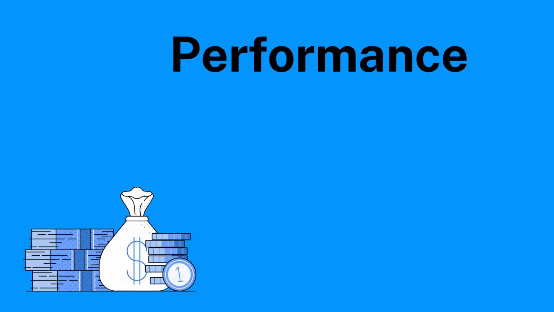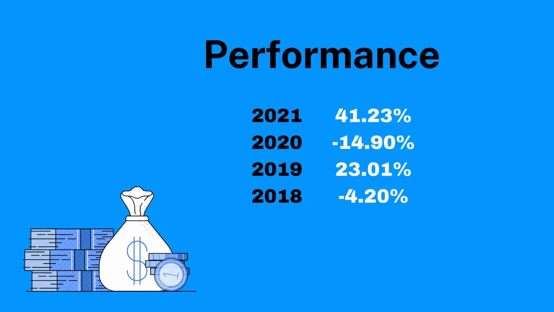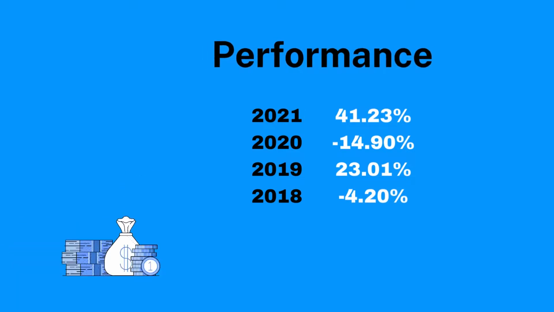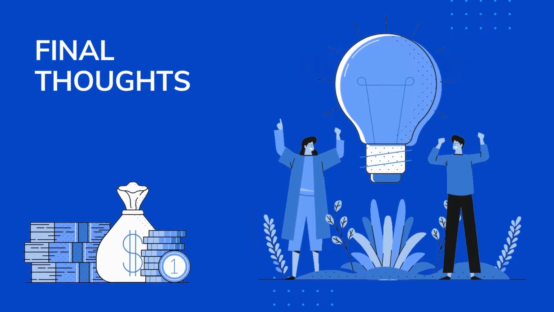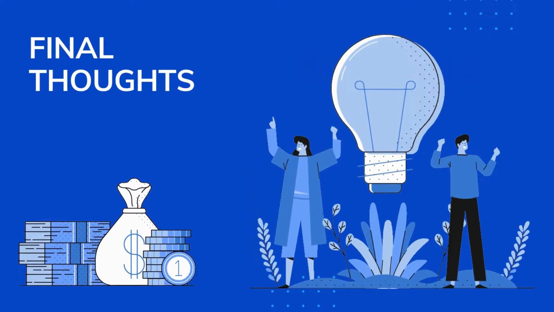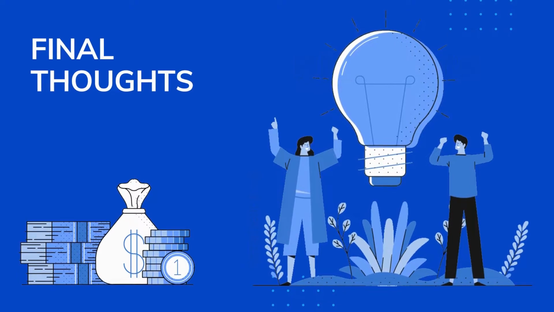Now, when we really get to the performance, 2021 was a great year for this ETF. It was up 41.23%. 2020 was just a bad year for REITs in general. This ETF was down about 14%. In 2019, it was up 23%, and in 2018, it was down about 4%. So as you can see, it kind of bounces up and down. And year to date, it is down as well. So it might be an opportunity to kind of get into this particular ETF. It is trading below its 52-week high of $53.08.